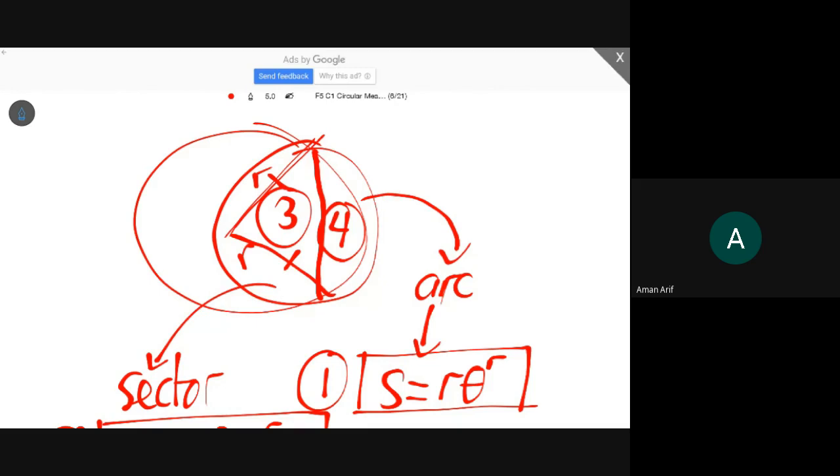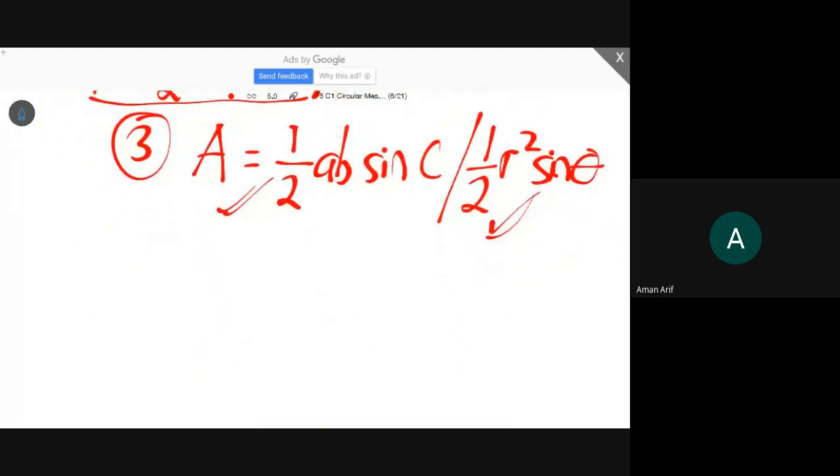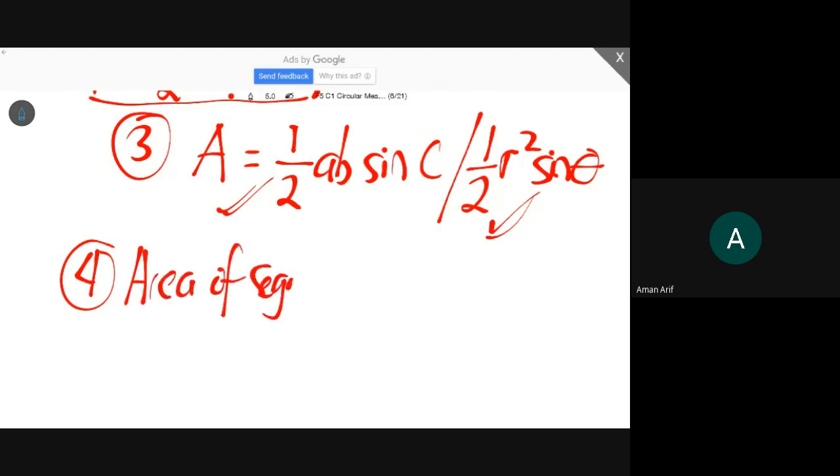Just tell in words. Cakap dalam perkataan saja. Sector minus triangle. Very good. So, ini juga salah satu formula dalam bab ni. This is also another formula. We call number four as segment. Kita panggil dia segment.